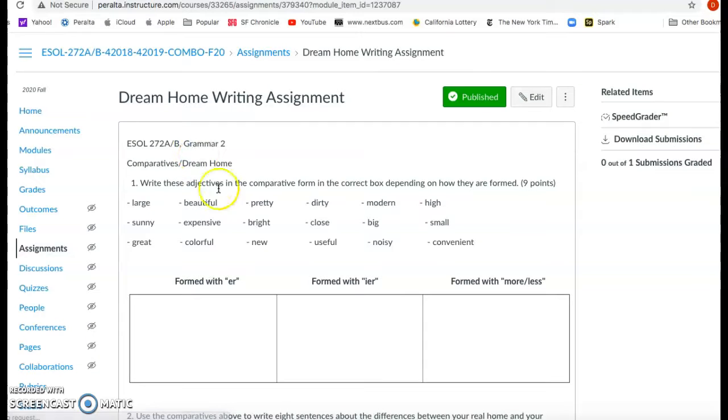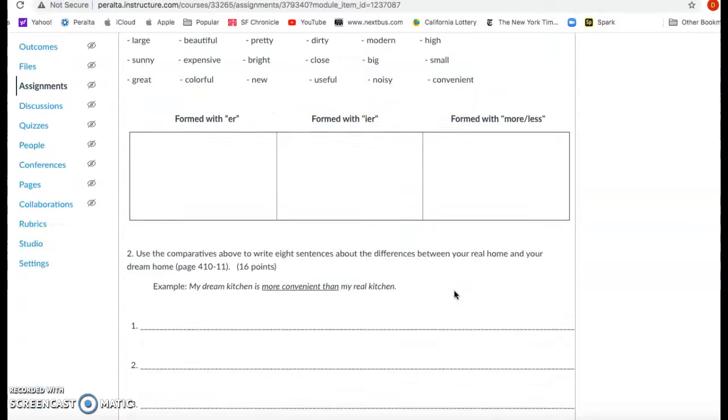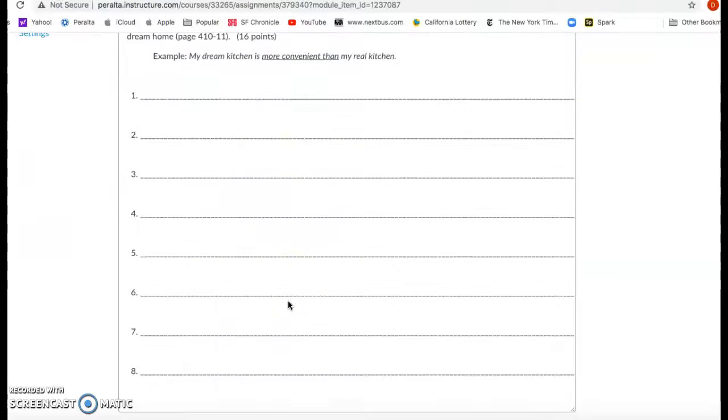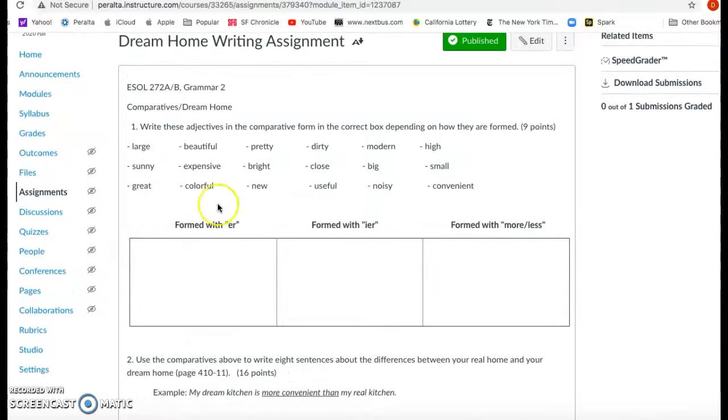And what you're going to do is fill in these 18 words into the boxes correctly, depending on where they belong in terms of comparatives. And then you're going to write 8 sentences that compare your dream home and your real home. And follow the example here. You're going to write 8 sentences about that using these comparative forms that you wrote in the boxes, okay?